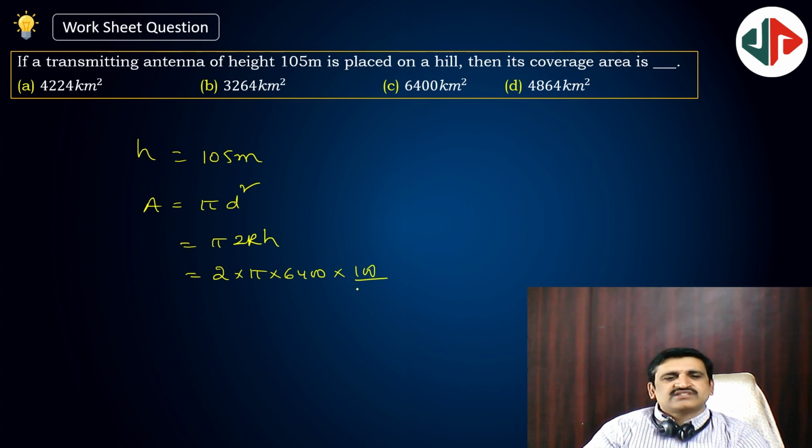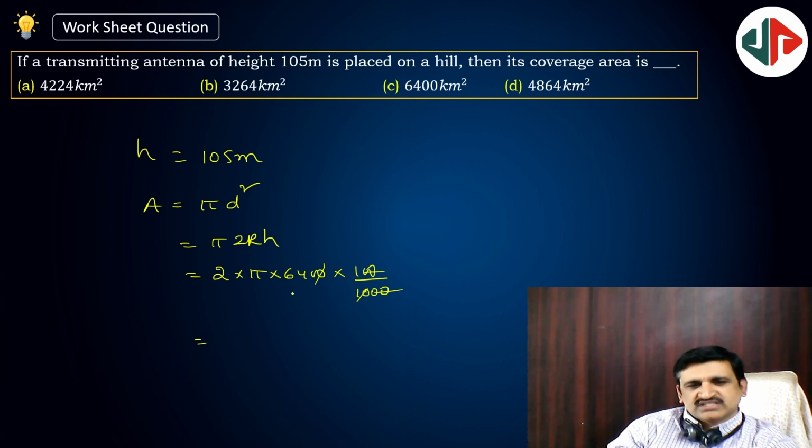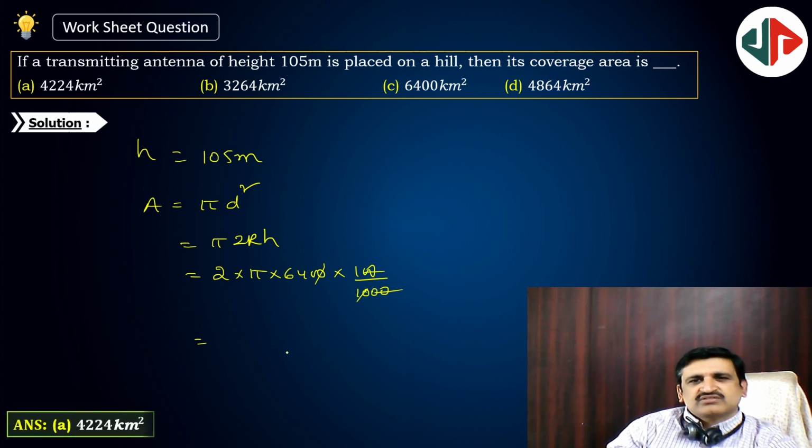which I also want to write in kilometers only. That means 10 to the power of minus 3. Okay, so the zeros will go. Pi value 3.14, and after simplification 3 twos are 6, 6 sixes are 36. On multiplying with 3.14 completely, we have option A, 4224 kilometers squared. Just simplify it.